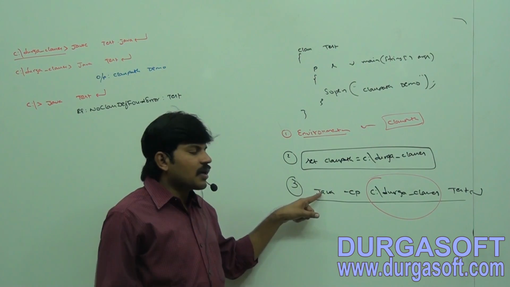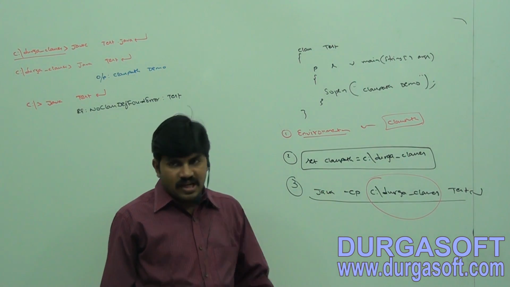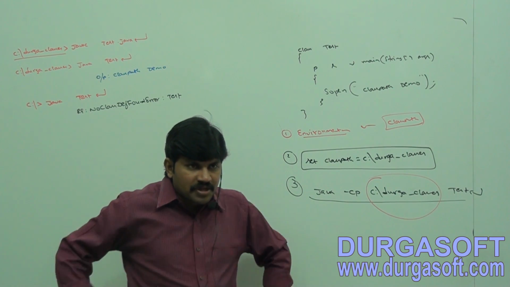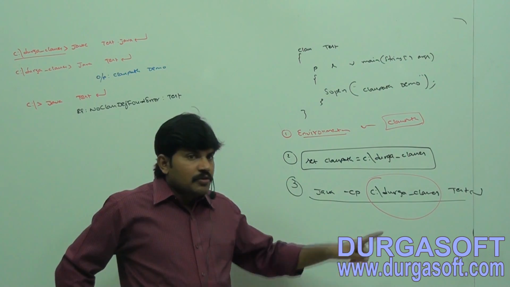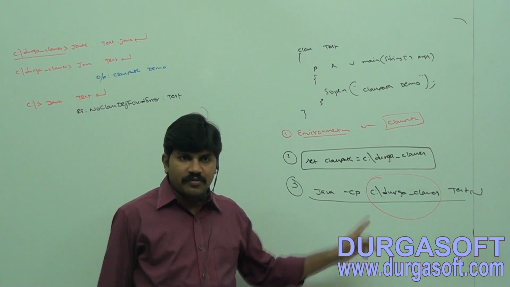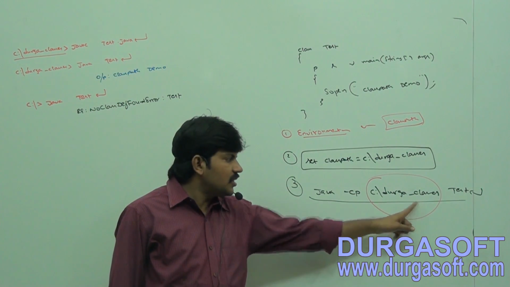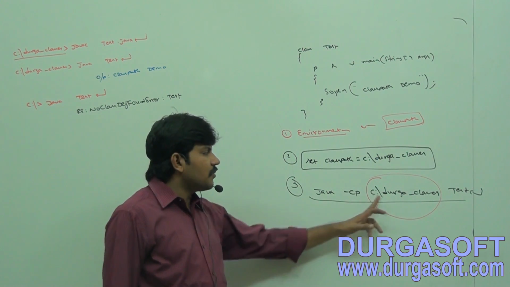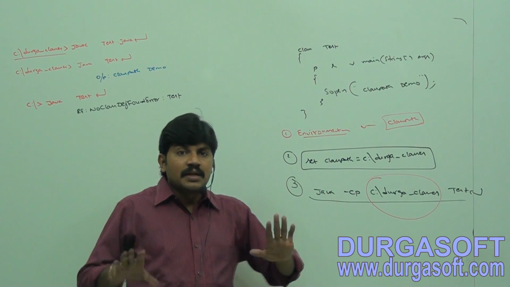Like this, at a command level, we are setting the class path. But is this way of setting class path temporary or permanent? Temporary. Once this command execution completes, automatically this class path will be gone. So this way of setting class path is temporary, right?